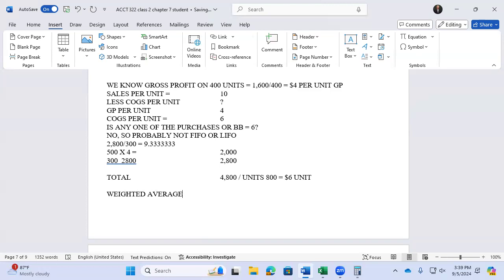Again, we can have circumstances where that initial one could be a combination of FIFO. But usually, I just have to check, because if the cost of goods sold or cost of unit is $6 per unit, I probably solved the problem. Any questions?